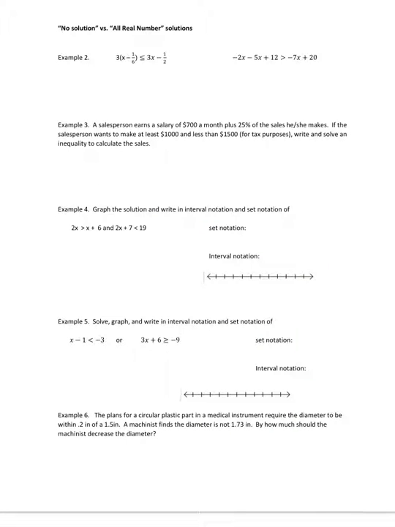So, more with inequalities. You can have a no solution inequality and an all real numbers solution inequality. So I'm going to distribute on this side. 3 times 1/6 is 1/2. Now what I have is the exact same thing on the right and left hand side. So I'd subtract 3x, add 1/2, and you'd have 0 is less than or equal to 0. So is 0 less than or equal to 0? Yes, it's true.